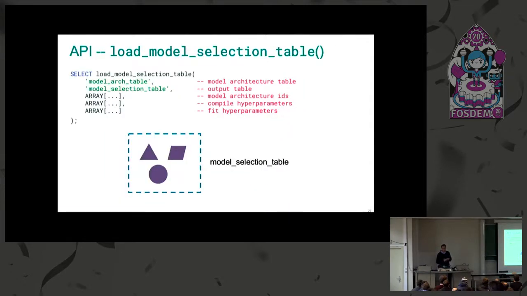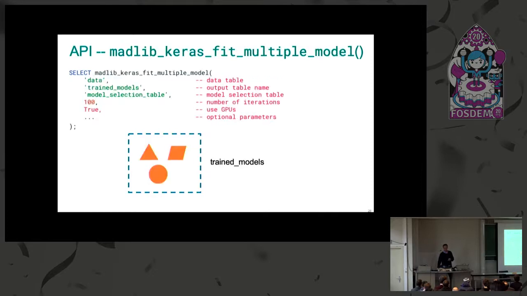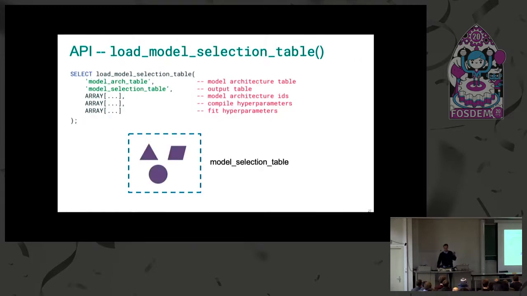This is what the API looks like. I won't go through the details of it, but there's an API for defining the models that you care about. So those 256 models that we want to run, you define what those are, and those can be architectures or hyperparameters. Then you want to train those models, change them from purple to orange, and there's a function that is used to do that. You specify the number of iterations, and whether you want to use GPUs or not. So you create the models you want to run, and then you train them.